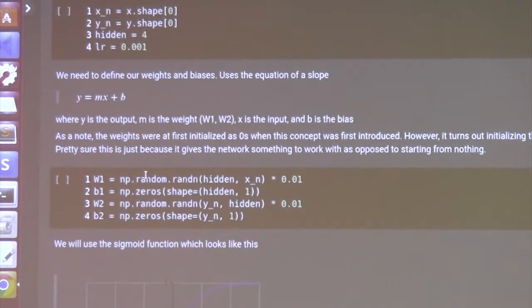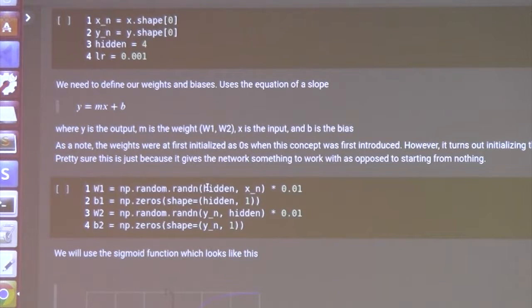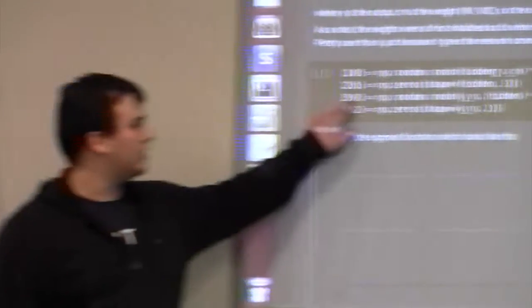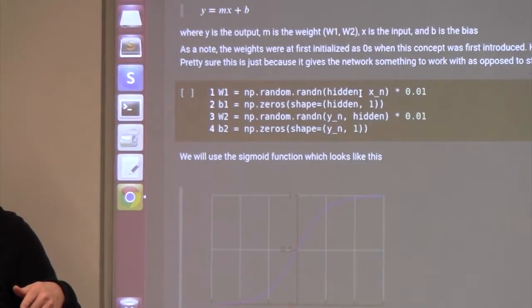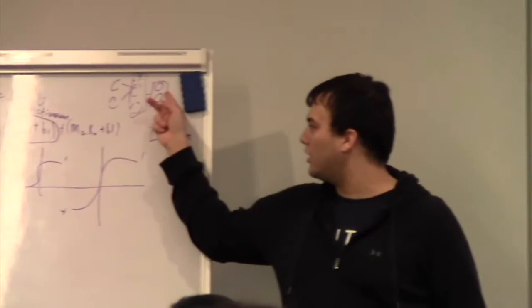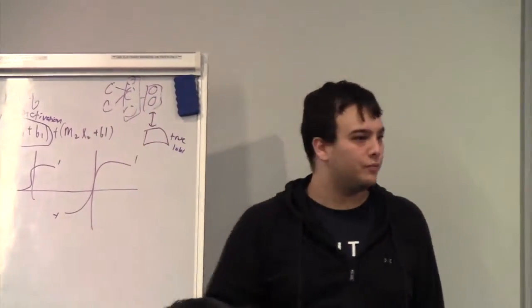When we declare our weights, we're going to make them absolutely random. And we're going to have them the size of our hidden unit times our input unit. For the first set of weights, W1, this will be the hidden unit, we're going to make it this size by this size. And for W2, these second weights, we're going to make it the size of our output times our hidden unit.